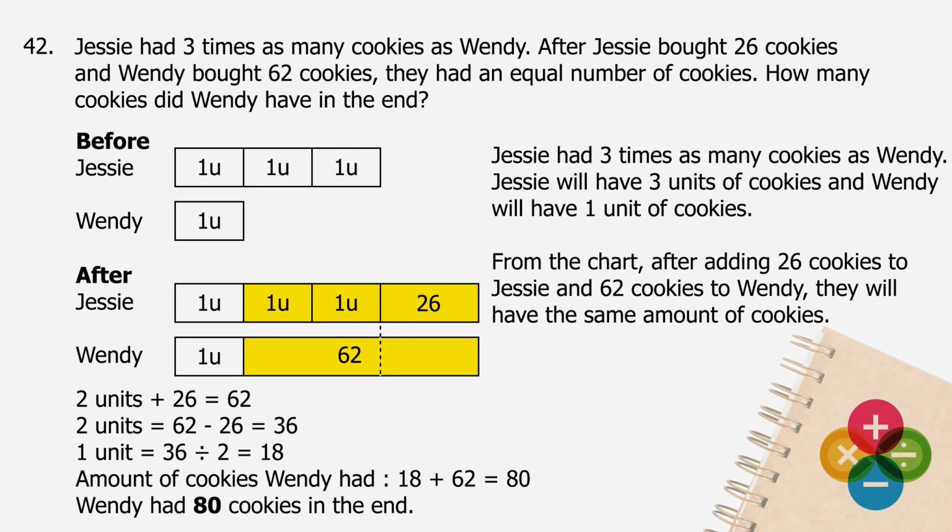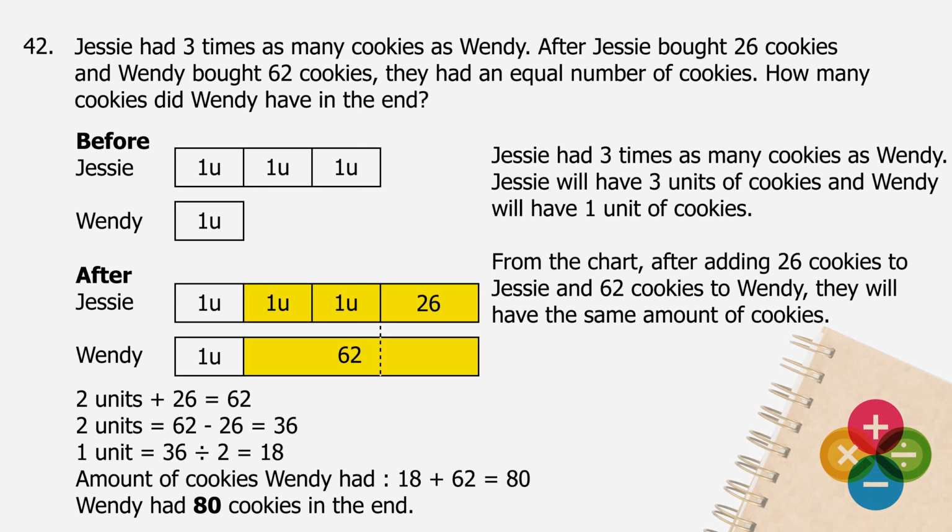Jessie had 3 times as many cookies as Wendy at first. Therefore, Jessie will have 3 units of cookies, and Wendy will have 1 unit of cookies. After adding 26 cookies to Jessie, and 62 cookies to Wendy, they will have the same amount of cookies. To find out how much is 1 unit of cookies, we shall take reference from the chart. Jessie's 3 units of cookies, plus 26 cookies, is equal to Wendy's 1 unit of cookies, plus 62 cookies.